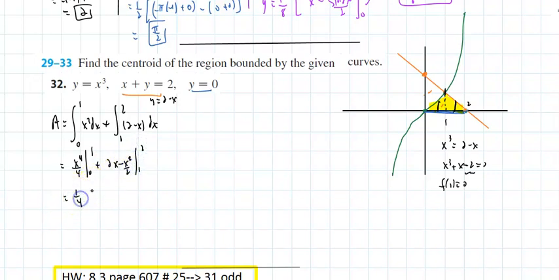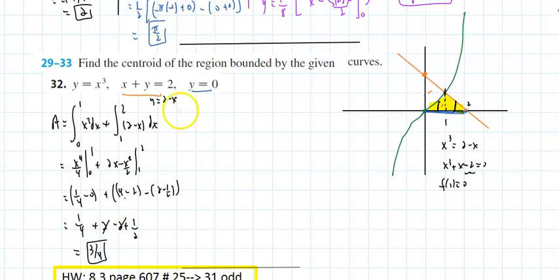That is 1/4 minus 0, plus 4 minus 2 minus 2 minus 1/2. That is 1/4 plus 2 minus 2 plus 1/4, those 1/2. So that's 3/4. Okay, not bad. Now what?